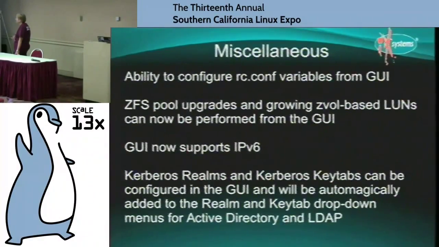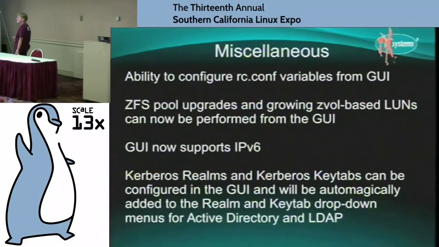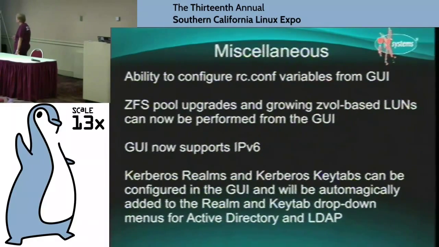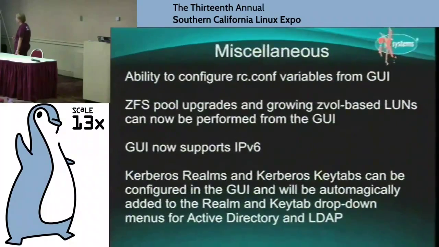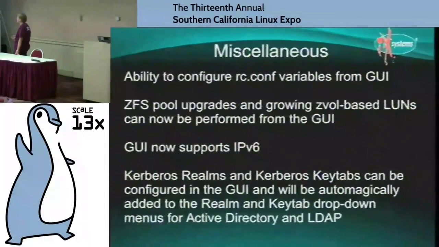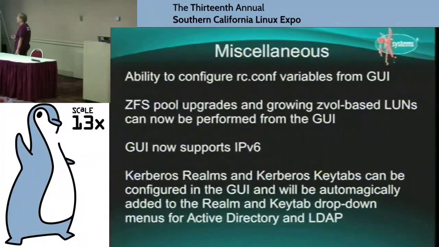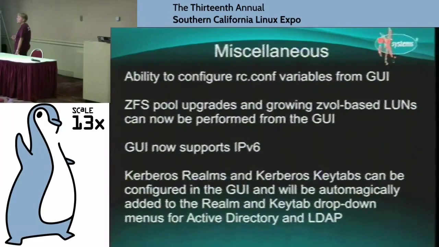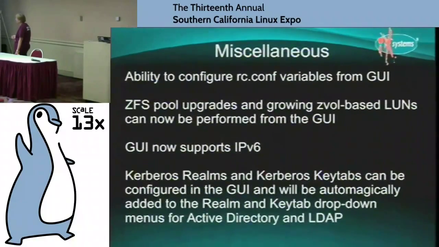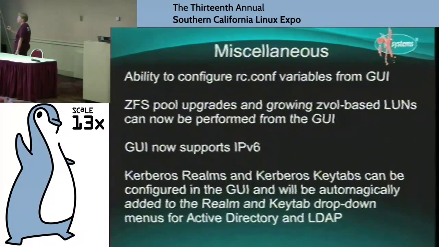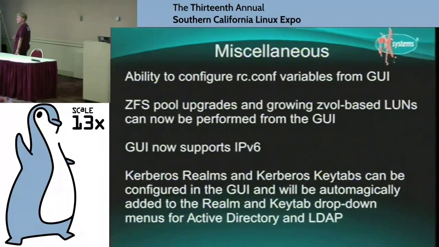IP version 6 support was pretty flaky in previous versions, so now you can access the GUI through IP version 6. And we now also have the ability in the GUI to integrate with Kerberos realms and to import Kerberos keytabs, if you're using Kerberized versions of the services. Again, as you create a realm or import a keytab, all of the services that support Kerberos will have a realm and a keytab drop-down menu where you can select your realms and your keytabs.